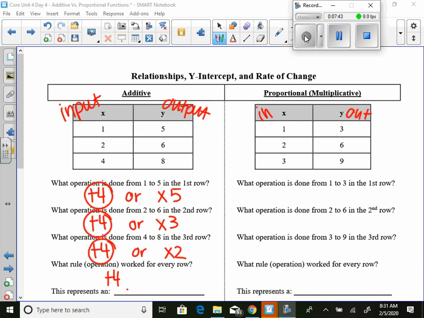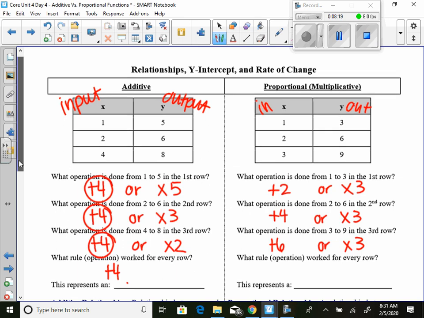If 1 goes in and 3 comes out, I know that it could be plus 2, or it could be times 3. If 2 goes in and 6 comes out, I know that it could be plus 4, or it could be times 3. And already we can start to see a pattern, but we have to continue to make sure it works every time. So I see on the next row 3 goes in and 9 comes out. So I see that I could be adding 6, or I could be multiplying by 3.